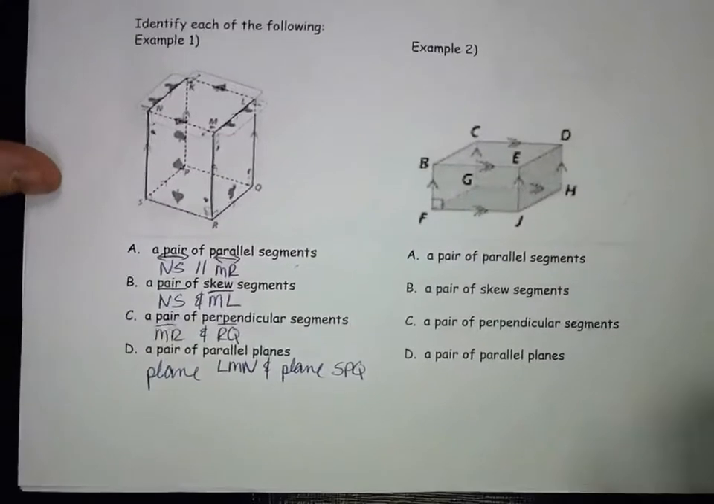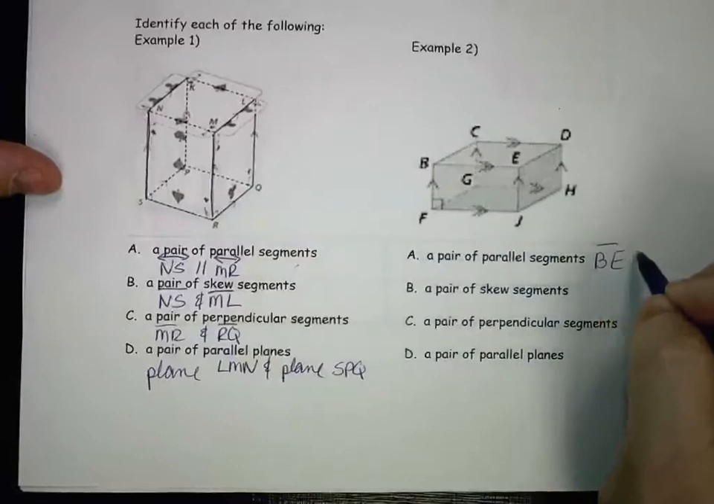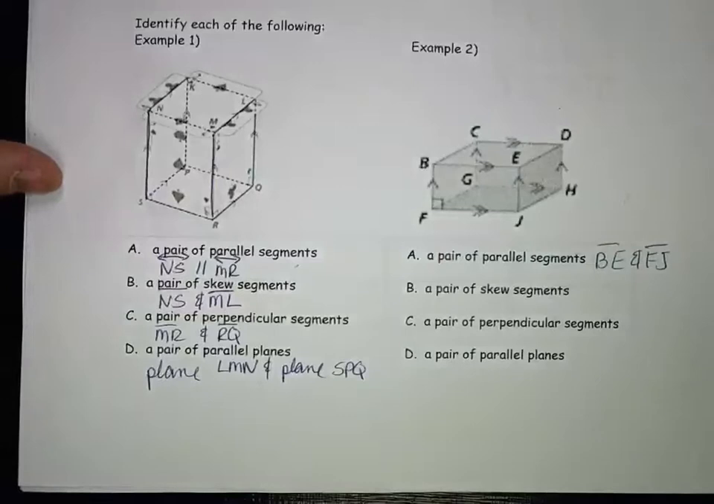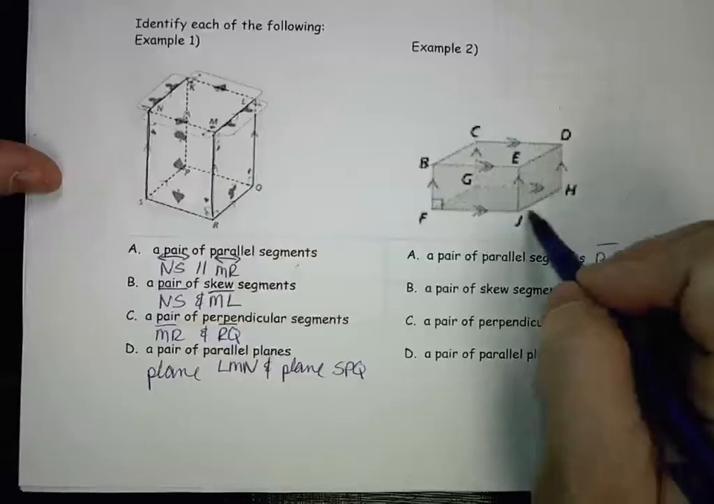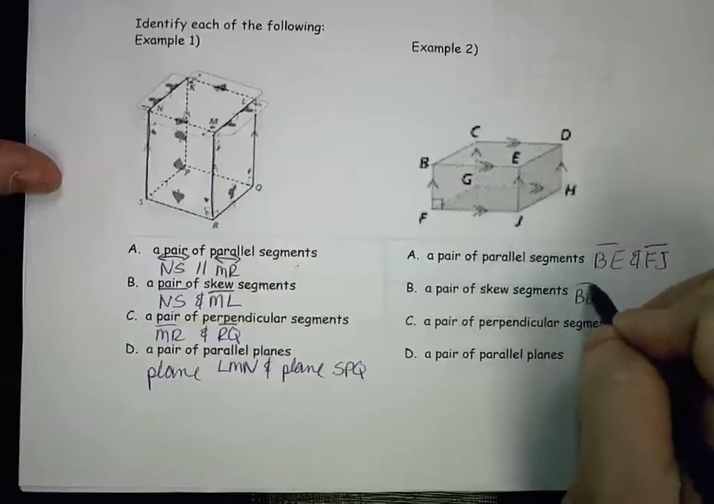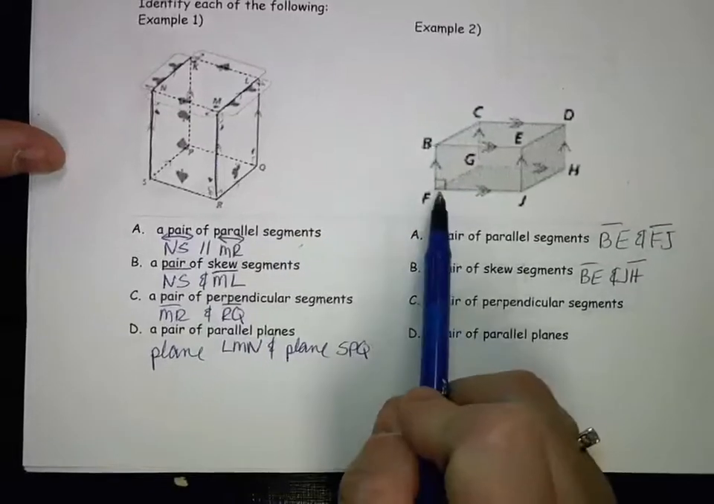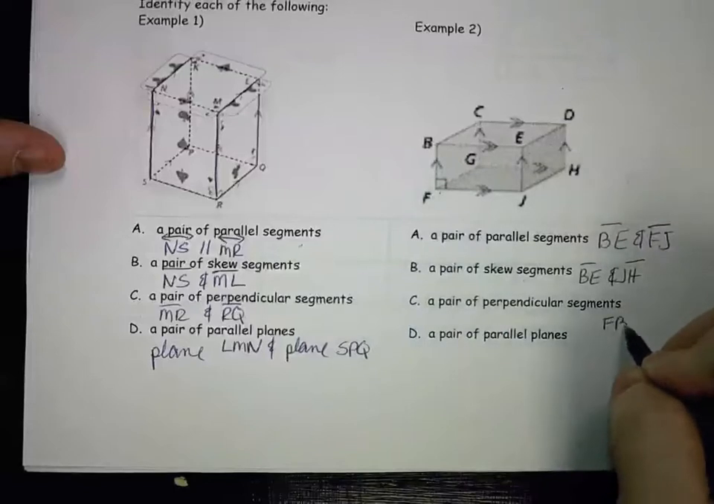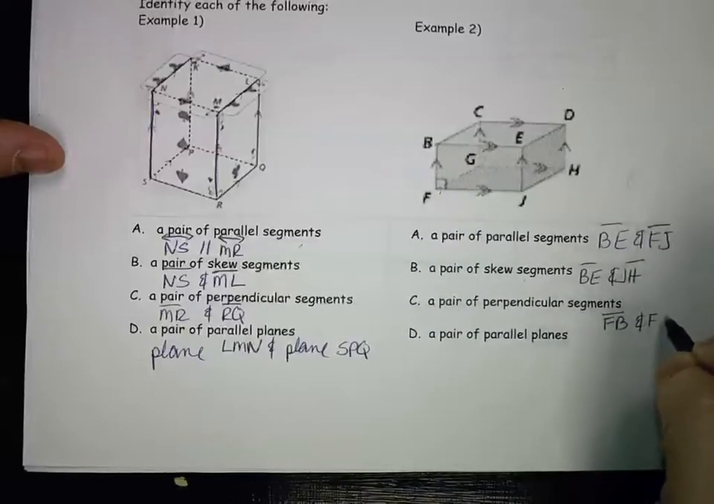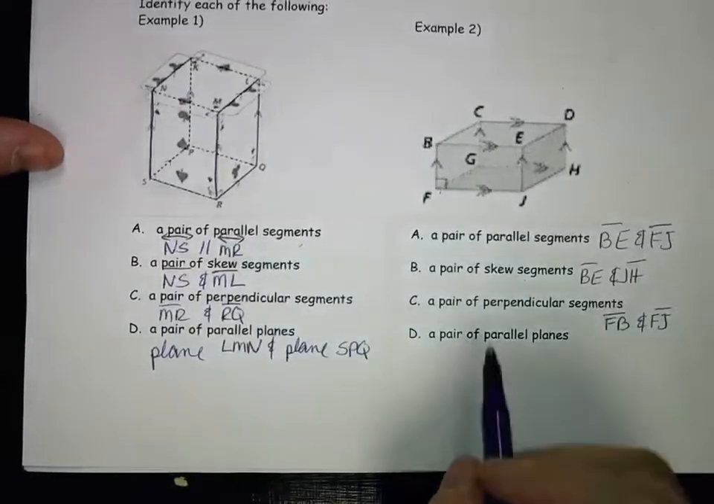Example 2, parallel segments would be right here. I'm going to say BE and FJ, and I put the segment symbol above it. Skew segments, I'm going to say BE and JH. Right here is my perpendicular symbol. So our perpendicular segments are FB and FJ. And there's more than just that. That happens to be the one I picked.